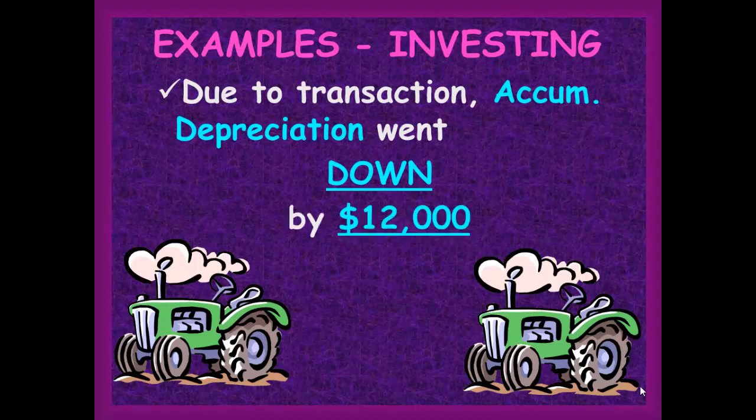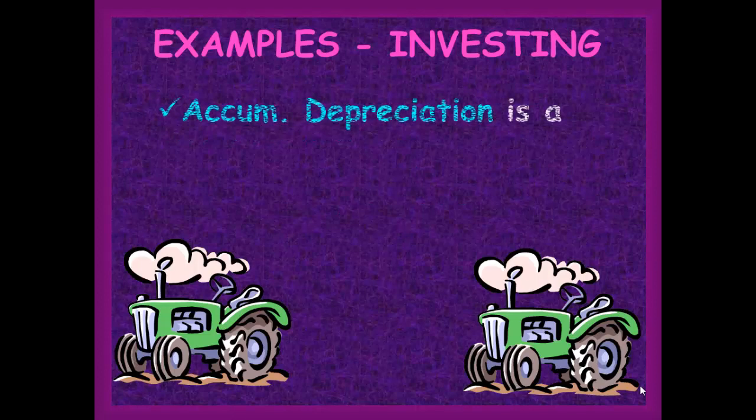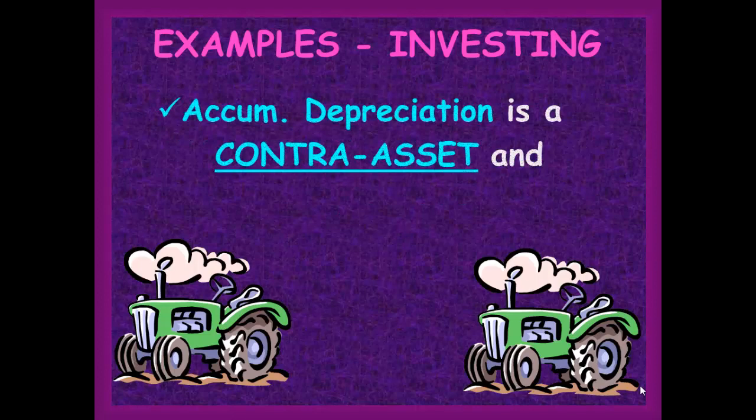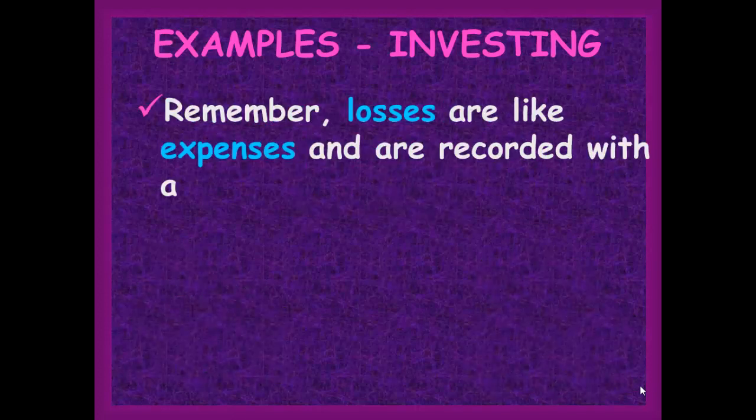What type of an account is accumulated depreciation? Contra-asset, very good. How do we make a contra-asset go down? With a debit. Good, because it's the opposite from an asset. Assets go down with a credit, contra-assets go down with a debit. So we have two pieces to our journal entry. Let's think about the third item that we need to pick up to talk about my gains and losses.